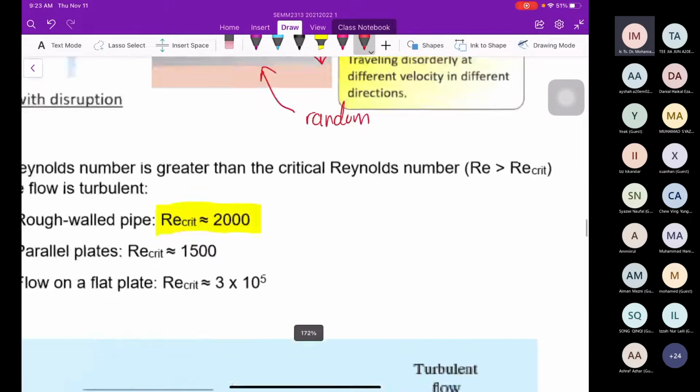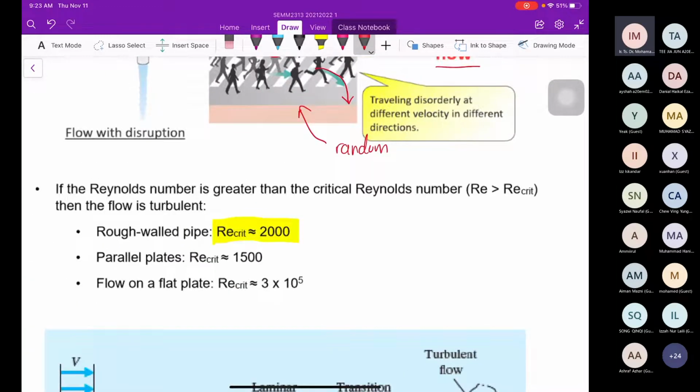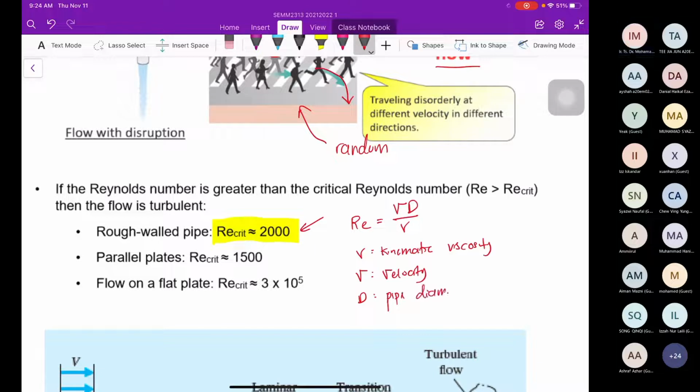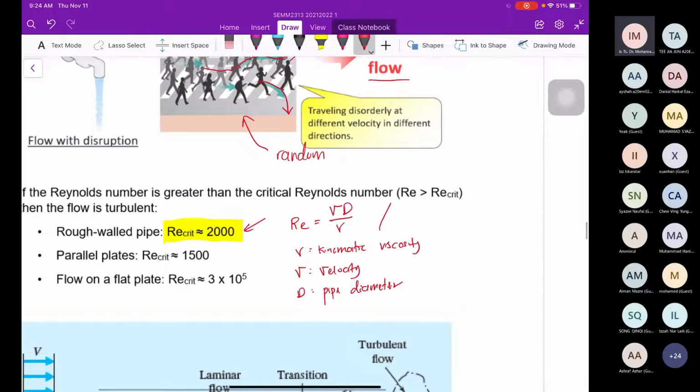You can see we have the rough wall pipe. The critical Reynolds number is around 2000. The Reynolds number has the equation Re = VD over nu, where nu is the kinematic viscosity, V is velocity, and D is pipe diameter. Another equation of the Reynolds number is rho VD over mu, where mu is the dynamic viscosity.